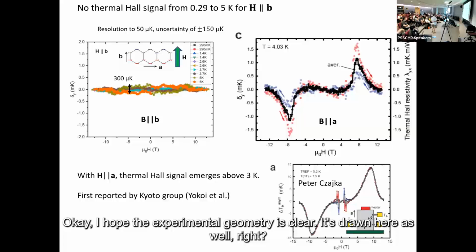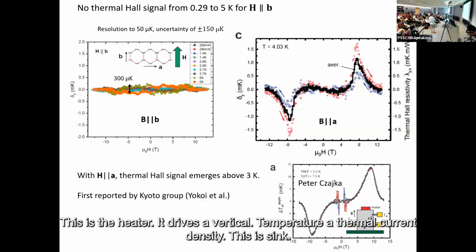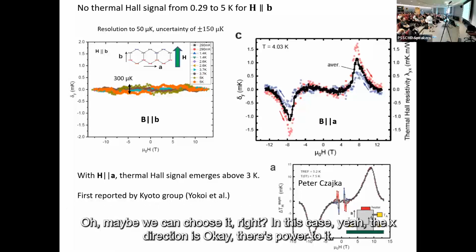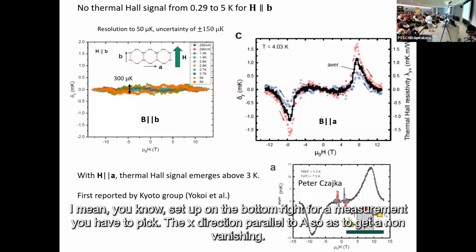Okay, I hope the experimental geometry is clear. It's drawn here as well. This is the heater. It drives a vertical thermal current density. This is the sink. And then we're looking for very tiny differences between these two thermometers. So the x direction here, or the a direction on the upper left, we can choose. In this case here, the x direction is parallel to B. But here it's parallel to A. In the setup on the bottom right, for your measurement, you have to pick the x direction parallel to A so as to get a non-vanishing signal.